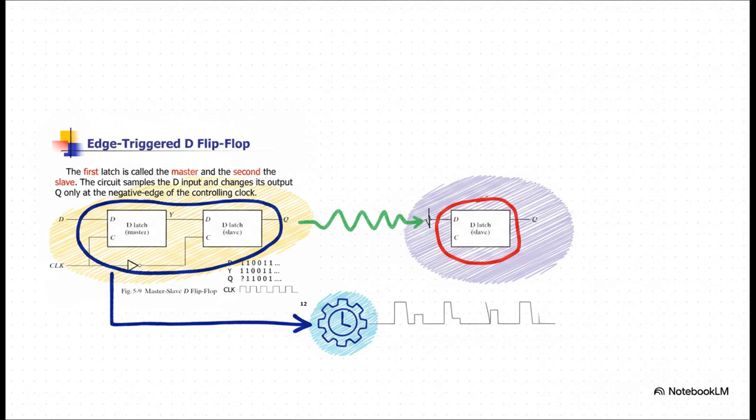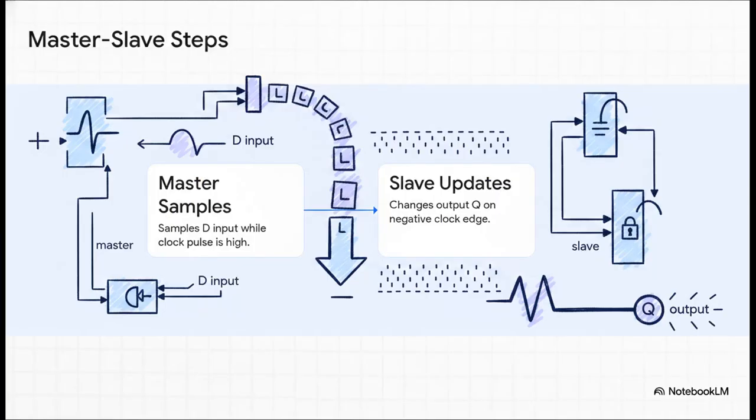I really want you to direct your attention to the clock input down there at the bottom left. The clock signal feeds straight into the master, but it gets forced through an inverter before it ever reaches the slave. That single inverter creates this beautifully sequenced two-step dance. In step 1, the master latch samples the data input while the clock pulse is high, but because of that inverter, the slave is completely locked out.